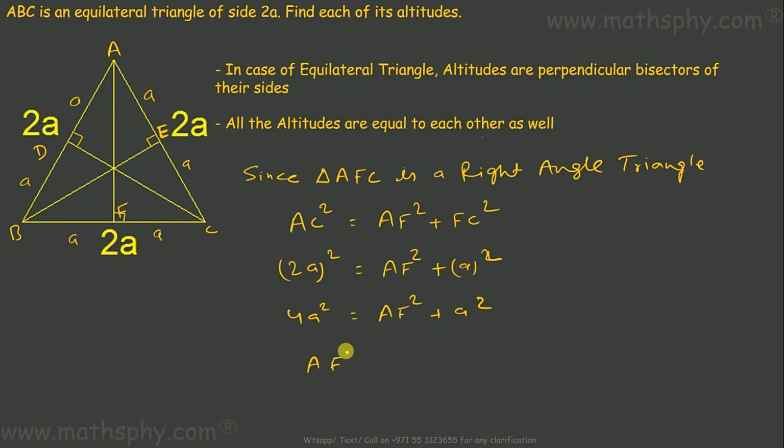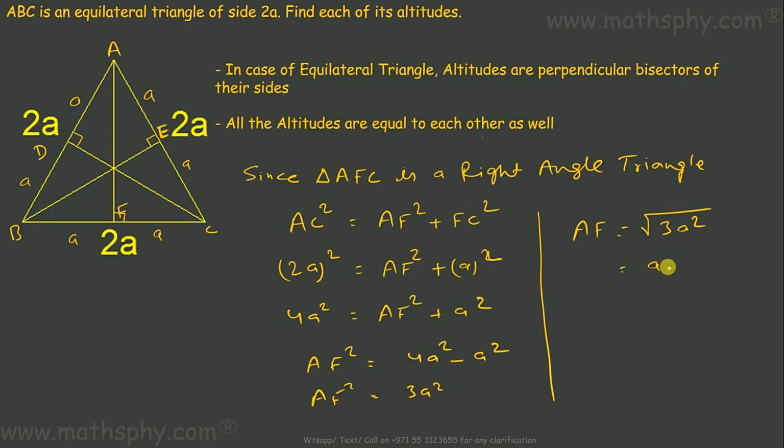Means AF square will be 4A square minus A square. So AF square will be 3A square. So AF would be root 3A square. This can be A root 3. Now AF is equal to BE equals to CD. All will be equal to A root 3. Done.